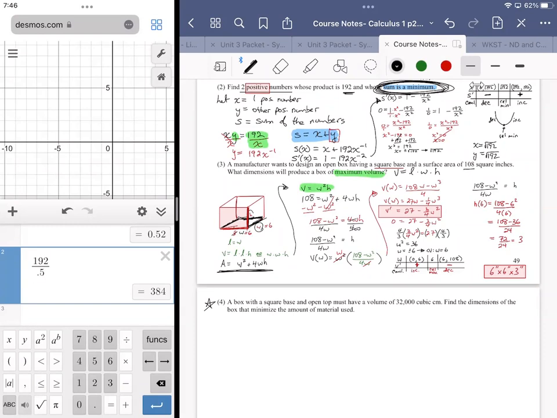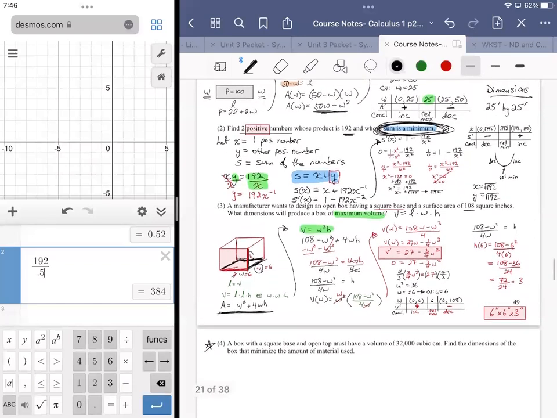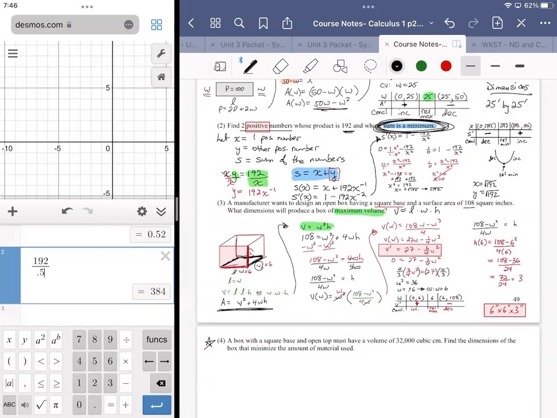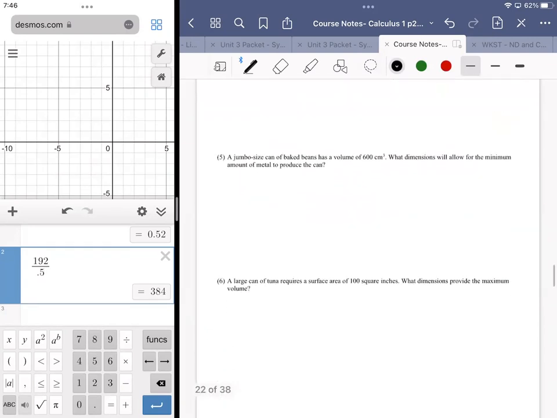But the question that I see here is, wouldn't optimizations always have a relative max? What would you do if you had a relative min? Some questions, like for example, number 2, could have said find 2 positive numbers whose product is 192 and whose sum is a minimum, or maybe 2 negative numbers whose sum is a maximum. It could always go in the reverse, but sometimes it doesn't make sense to go in the reverse.